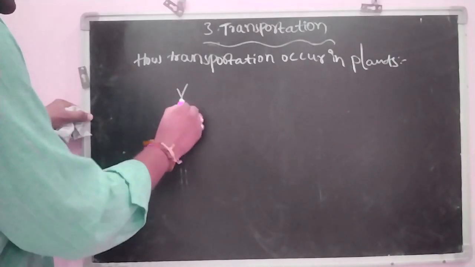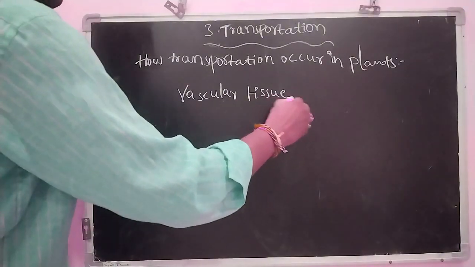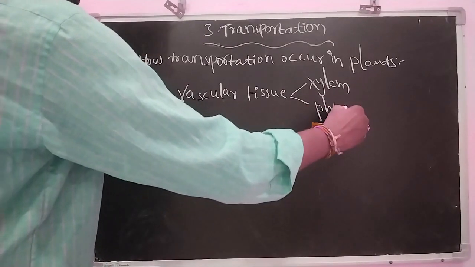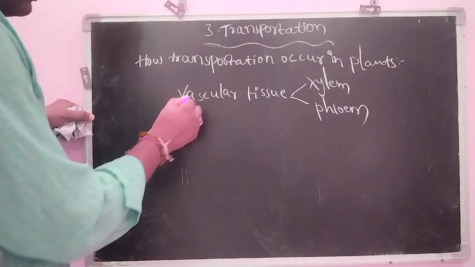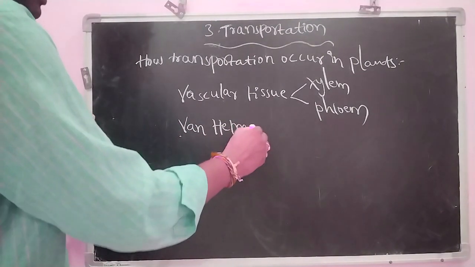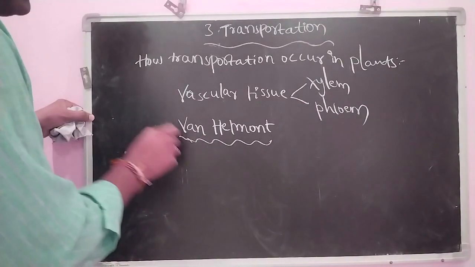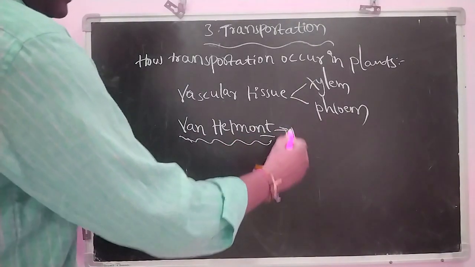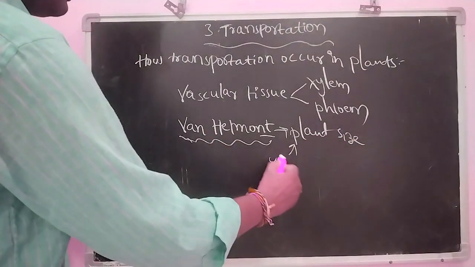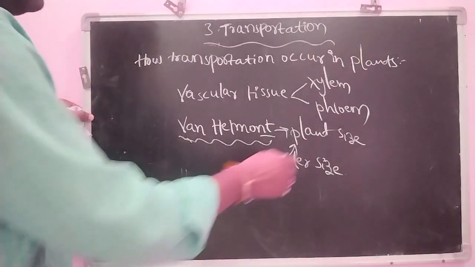A tissue is present in plants called vascular tissue, which comprises xylem and phloem. Van Helmont, a famous scientist, stated that the increased mass of a plant body is because of the water content inside it. He is pointing to the importance of water in plants.